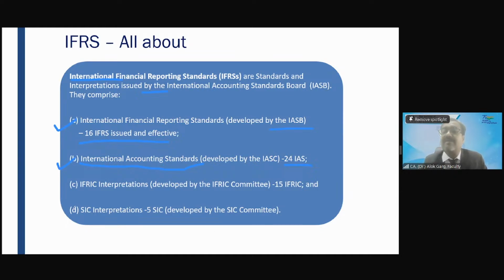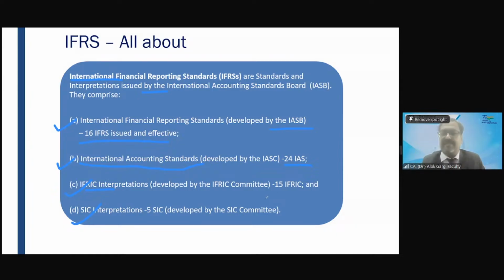And then there are some interpretations, IFRIC interpretations and SIC interpretations. What is the full form of IFRIC interpretation? IFRIC full form is International Financial Reporting Interpretation Committee's interpretation. Okay. What is SIC interpretation? Standing Interpretation Committee interpretation. SIC stands for Standing Interpretation Committee.